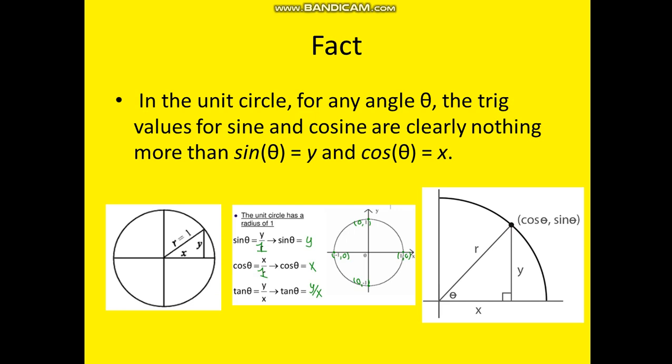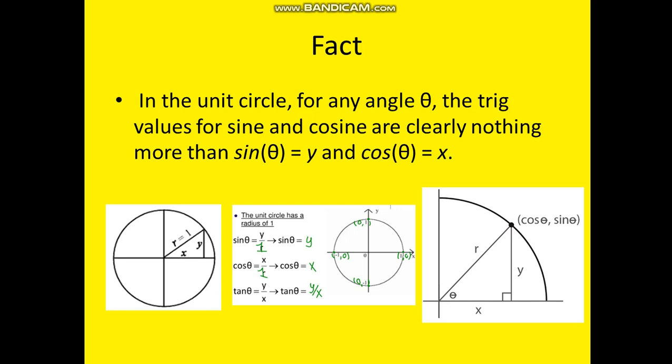The first one, sine. We know that sine is opposite over hypotenuse. So sine theta equals y over r, where r is 1. That is sine theta equals y over 1, meaning that sine theta equals y. We go to cos theta. Cos theta is adjacent over hypotenuse, and our hypotenuse is 1, so cos theta equals x over 1, meaning that cos theta is x.